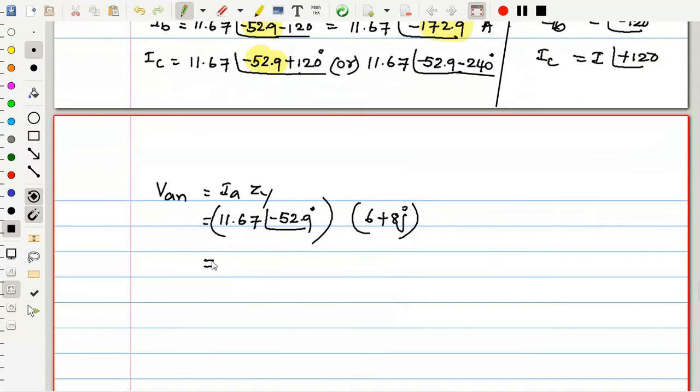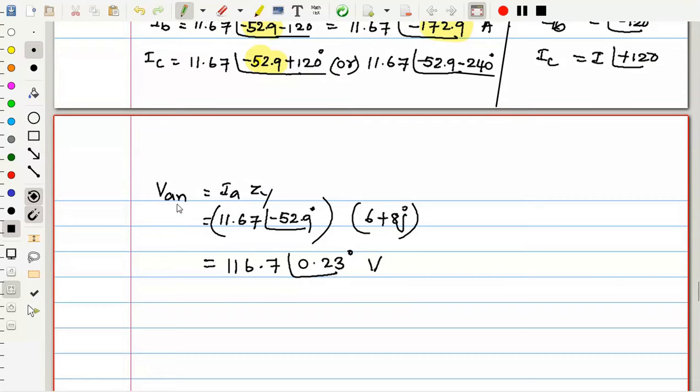You should be very fast in calculating these complex numbers. 11.67 at an angle of minus 52.9 into 6 plus 8j. Yeah. So 116.7 at an angle of 0.23. Yeah. So this is the result.